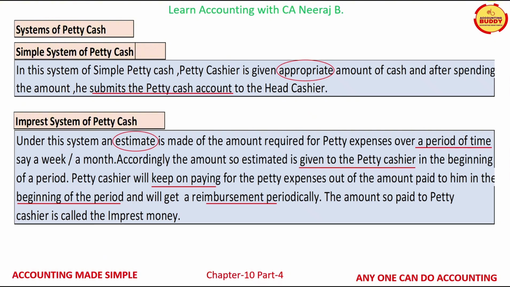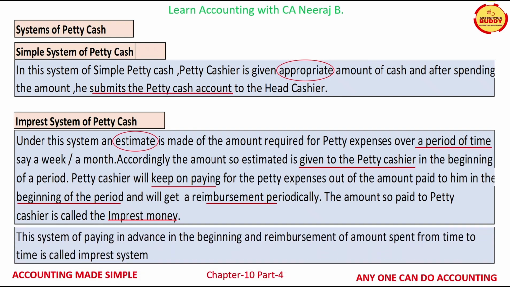The amount so paid to the petty cashier is called the imprest money. This system of paying in advance in the beginning and reimbursement of the amount spent from time to time is called the imprest system.